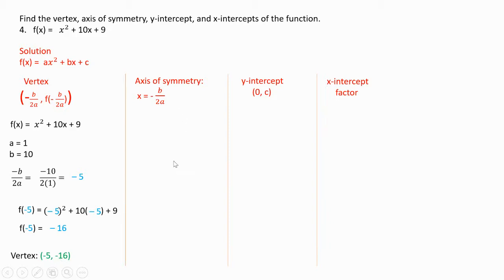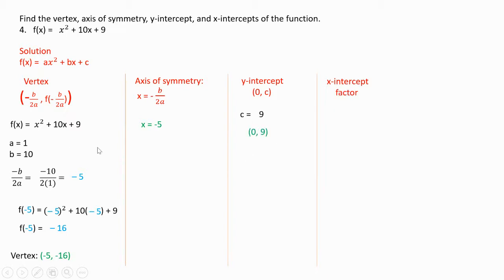Now, what's the axis of symmetry? This is my axis of symmetry, right? Because -b over 2a was what I found first, which was -5, but it's a line. So you have to put x equals -5. And what's my y-intercept? C equals 9, so it's going to be (0, 9).